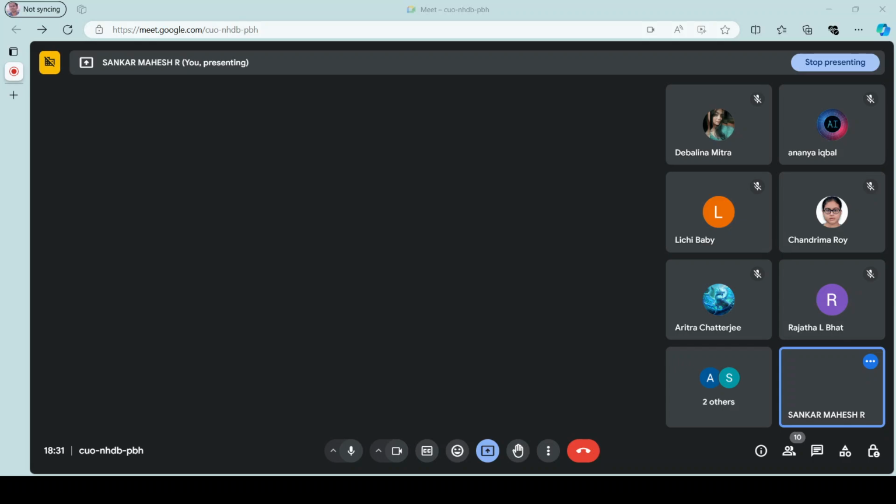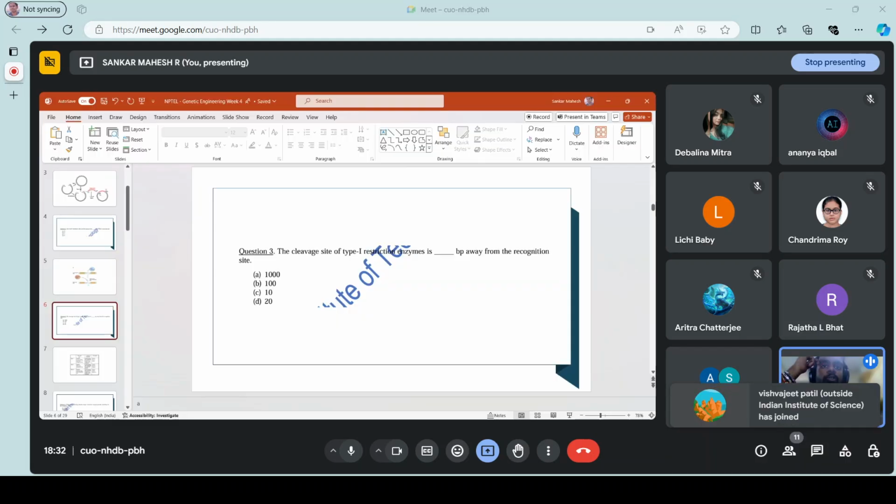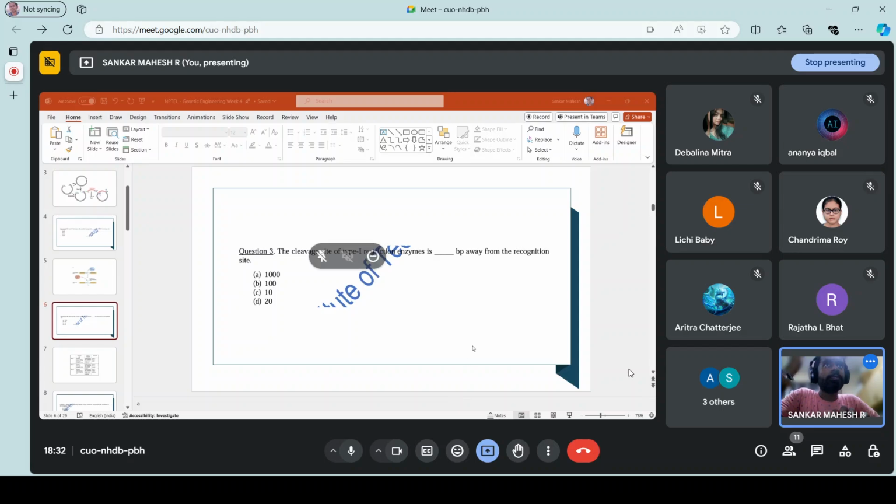Okay, now we'll talk about different types of restriction enzymes. The question here is: the cleavage site of type 1 restriction enzymes is dash base pairs away from the recognition site. Before anyone answers, you can share what you know about the different types of restriction enzymes, type 1, type 2, type 3, based on which we'll further discuss and come to a conclusion. If anyone would like to answer, you can raise your hand.